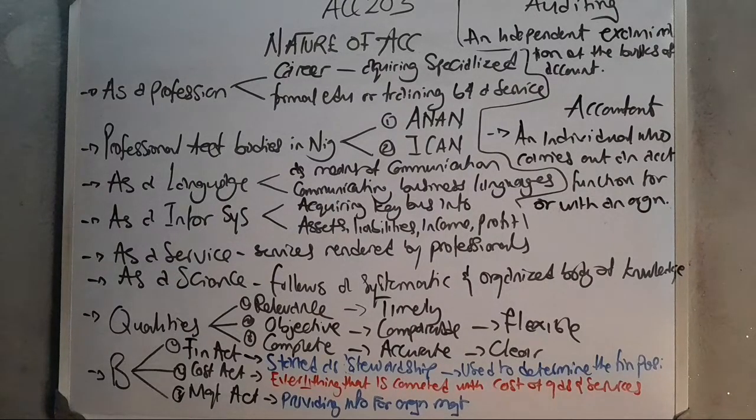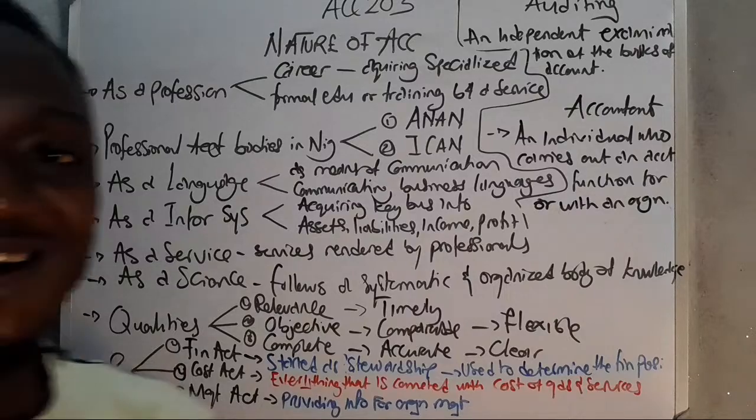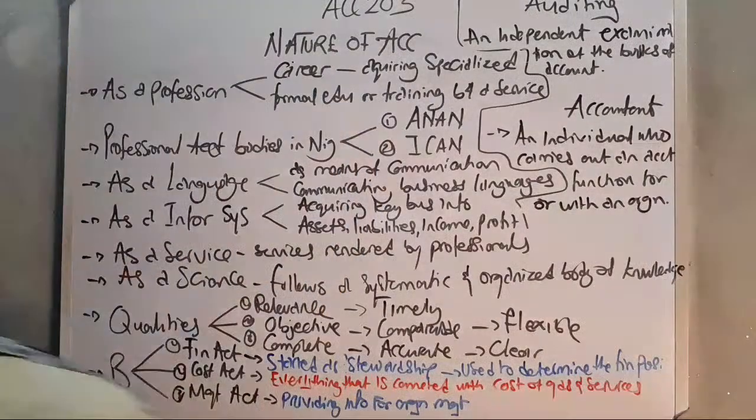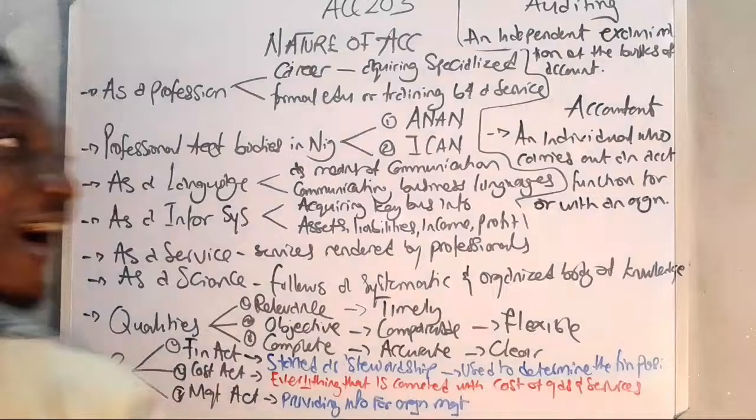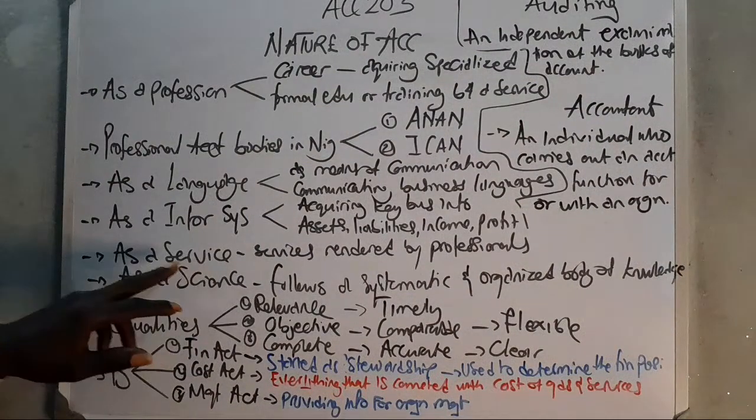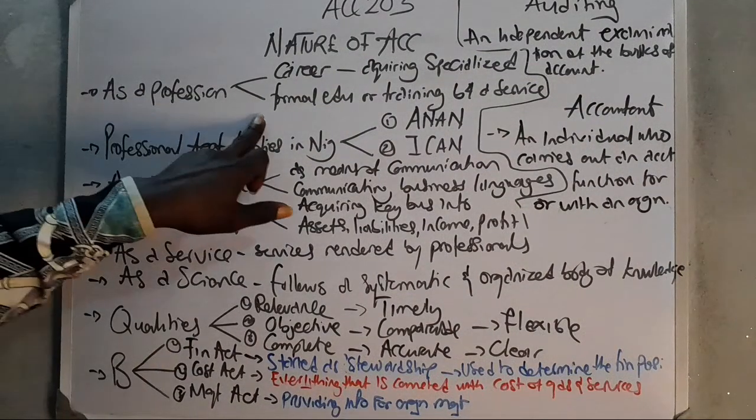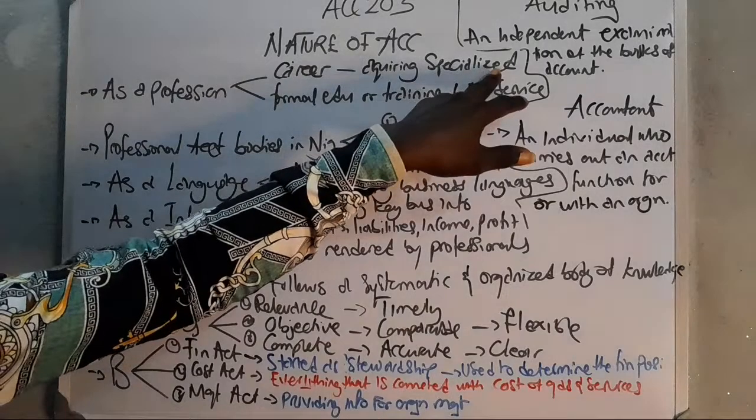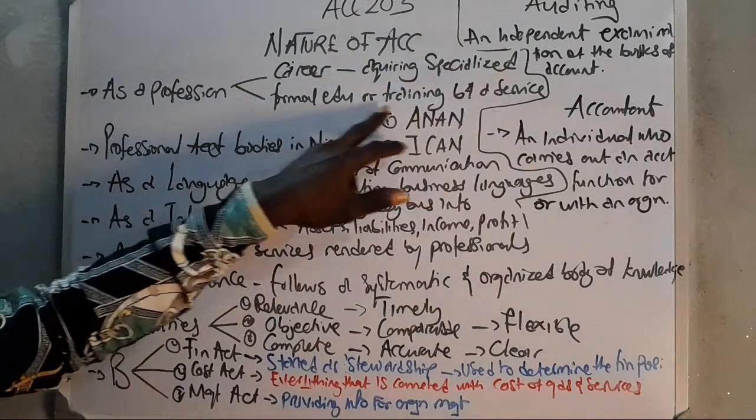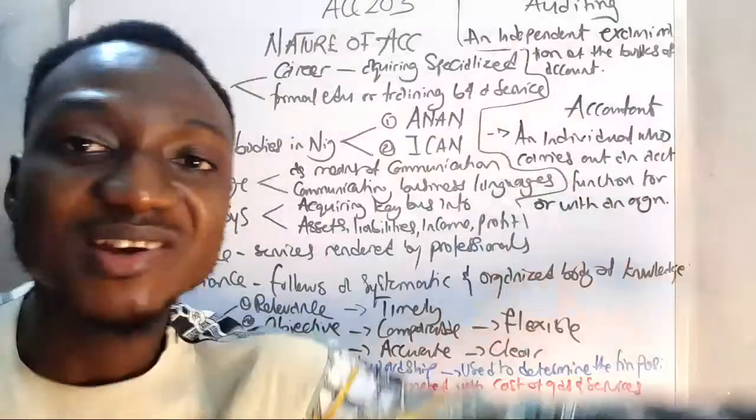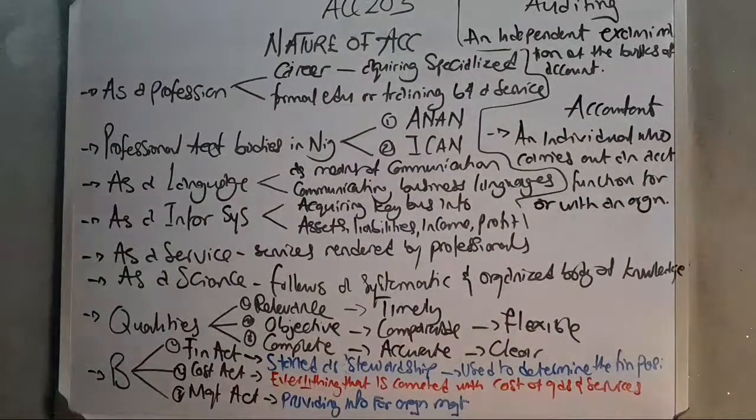And an accountant is a trained professional. Like we said, accounting is a profession. You can see it here: acquired specialized formal education and training before rendering the service.